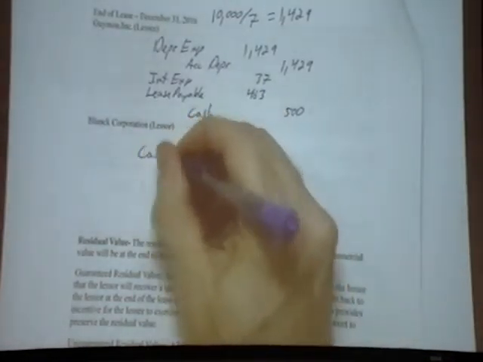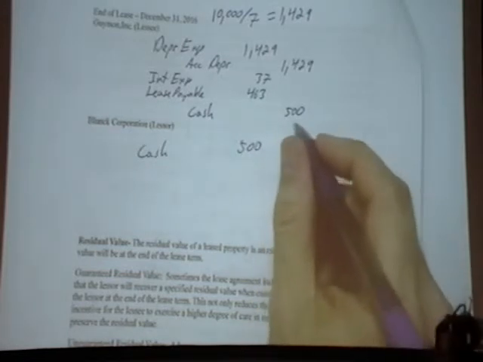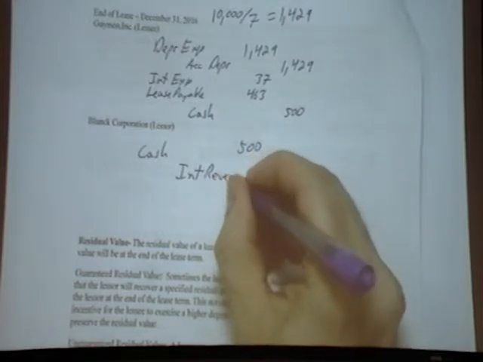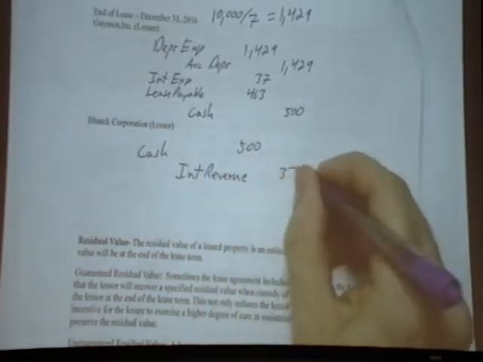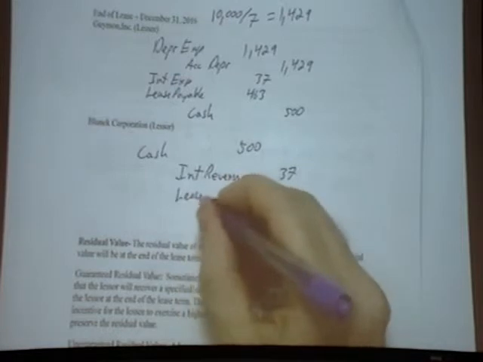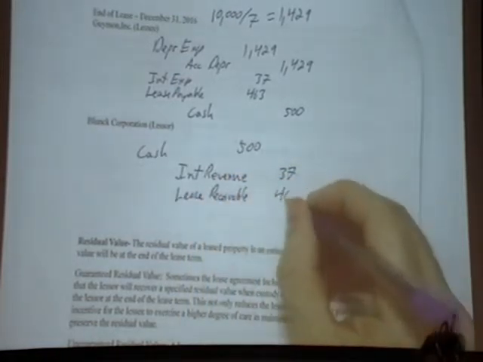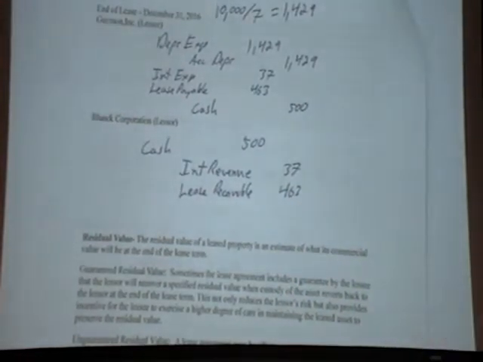And so for the lessor, they're going to record the increase of cash of $500. They basically just sold this asset to them. Did they take the asset off their books? No, it was already taken off their books on the very first day. They just don't have to put it back on. And so they're going to have interest revenue 37, lease receivable 463.